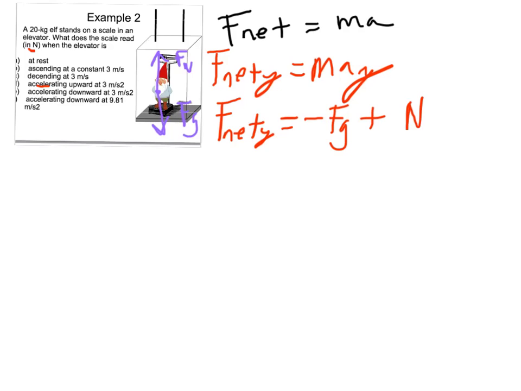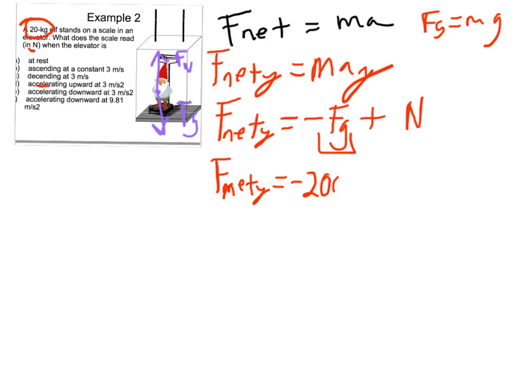We can find his force of gravity, his weight. He's a 20 kilogram elf. That's a mass. Weight is mass times gravity. So mass, 20 kilograms. This problem is happening assumedly on Earth. The gravity is 10 newtons per kilogram. 20 times 10 is 200, so his weight is negative 200 newtons. Plus, we also have his normal force.